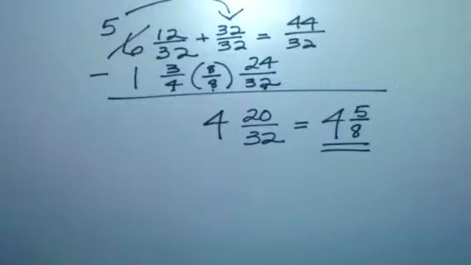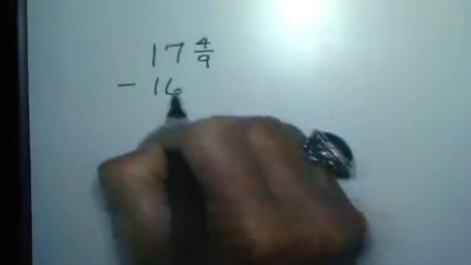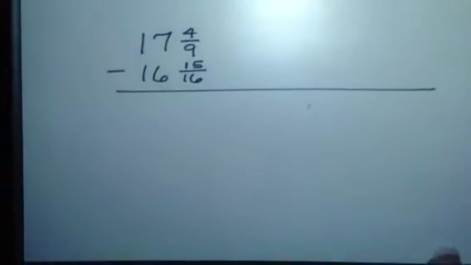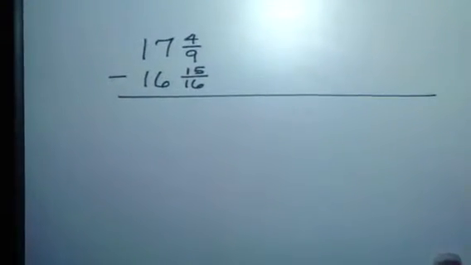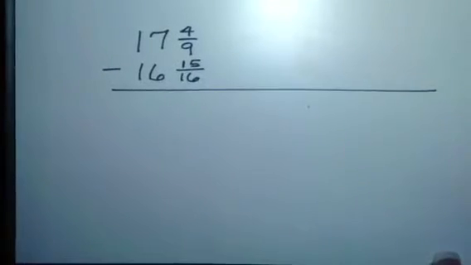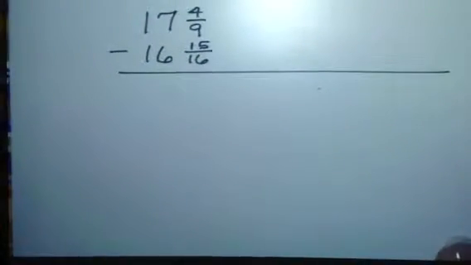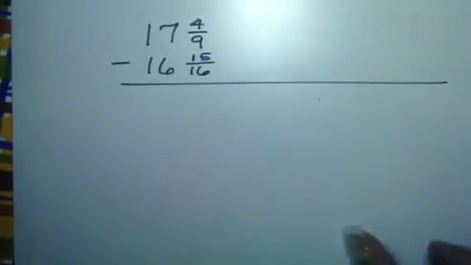Now I'm going to do one last problem that is a more complicated problem for you, and I'm going to demonstrate the Venn diagram to find the LCD. We have 17 and 4/9 minus 16 and 15/16. You can use option 1 of listing out multiples, or you can use the Venn diagram. I'm going to do the Venn diagram on this one, so I'm going to build my Venn diagram.